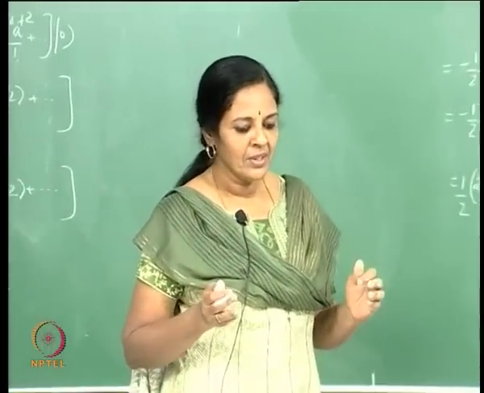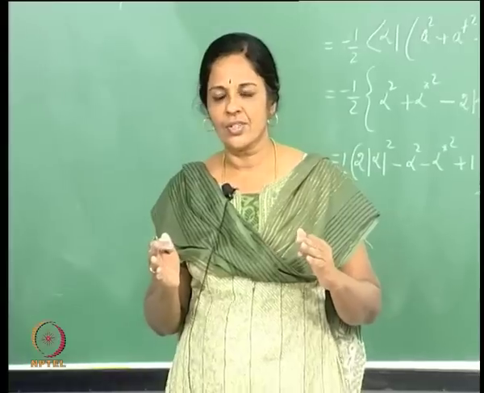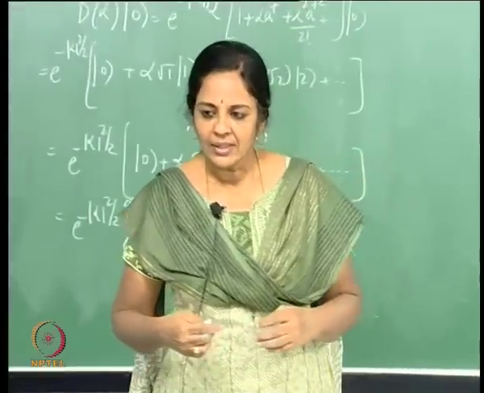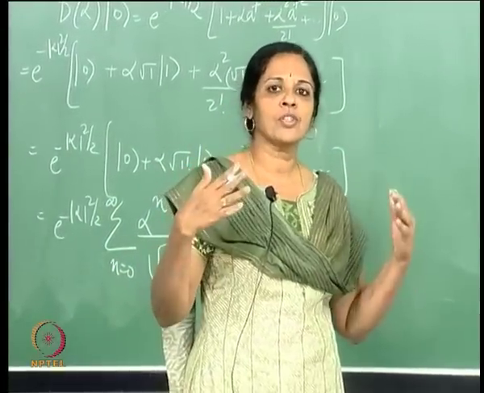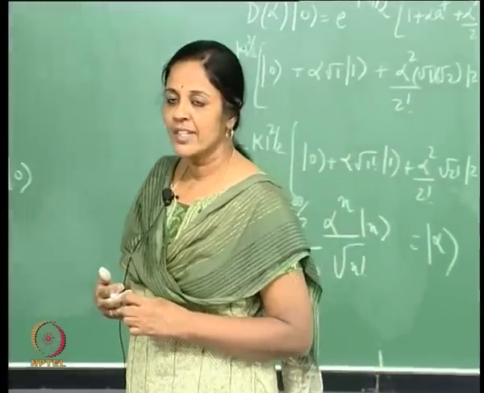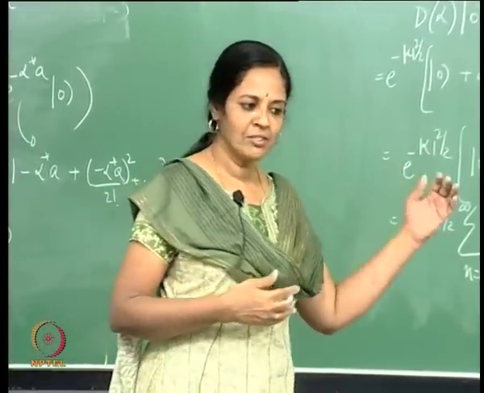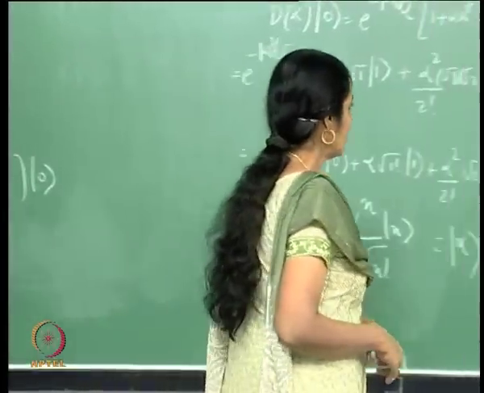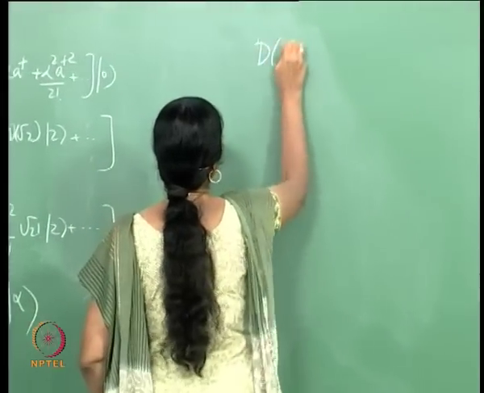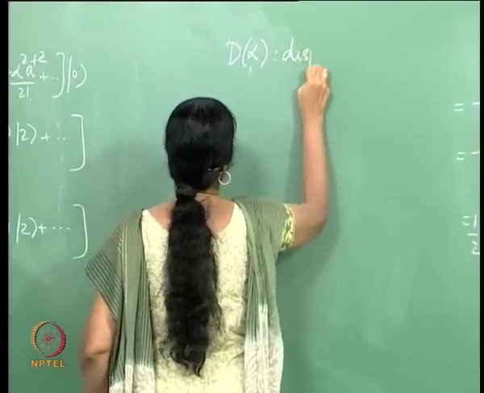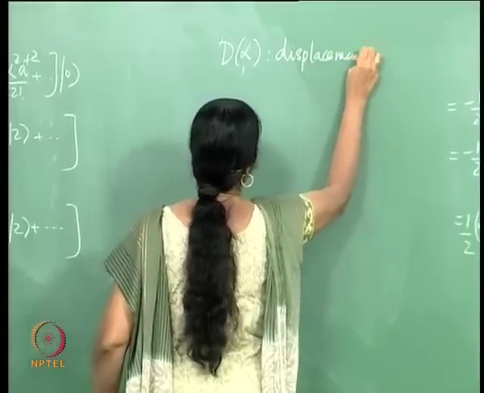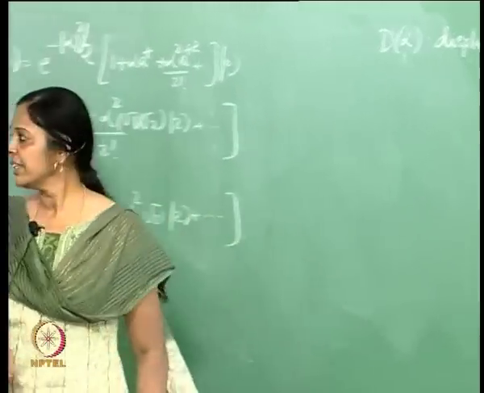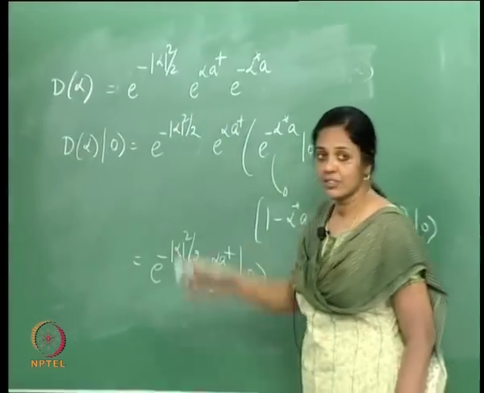One sees this better in the position representation, which I have not yet attempted to do, but in subsequent lectures I will show that if I give a position space representation for ket 0, it would be a Gaussian, and for ket alpha it would be another Gaussian which is simply displaced from the original Gaussian. So D of alpha is called the displacement operator. I have very carefully split and written D of alpha.